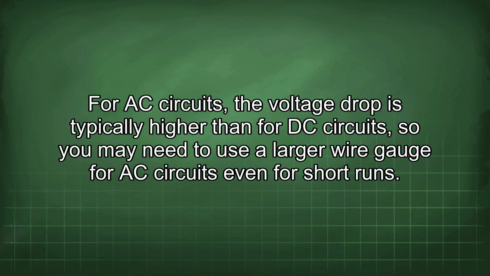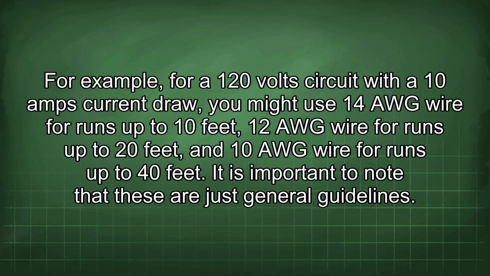For AC circuits, the voltage drop is typically higher than for DC circuits, so you may need to use a larger wire gauge for AC circuits even for short runs. For example, for a 120 volt circuit with a 10 amps current draw, you might use 14 AWG wire for runs up to 10 feet, 12 AWG wire for runs up to 20 feet, and 10 AWG wire for runs up to 40 feet.